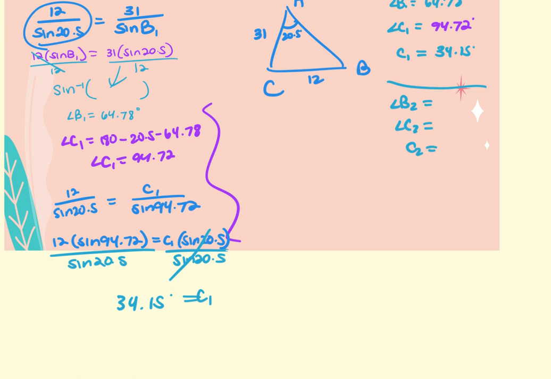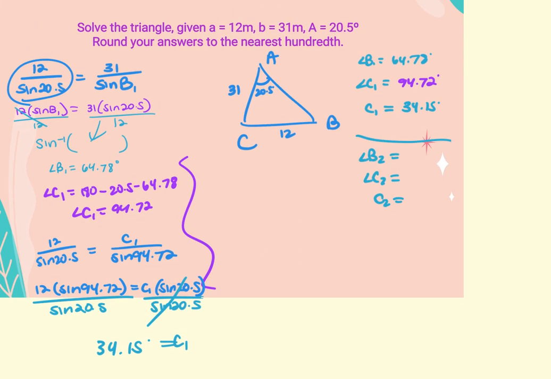Questions so far? Okay, then I'm going to go to my second triangle. And the way I find B2 is by doing 180 minus B1, which is 64.78. So 180 minus 64.78, and I get 115.22. So I only subtract B1 from 180 to get the second triangle's angle.